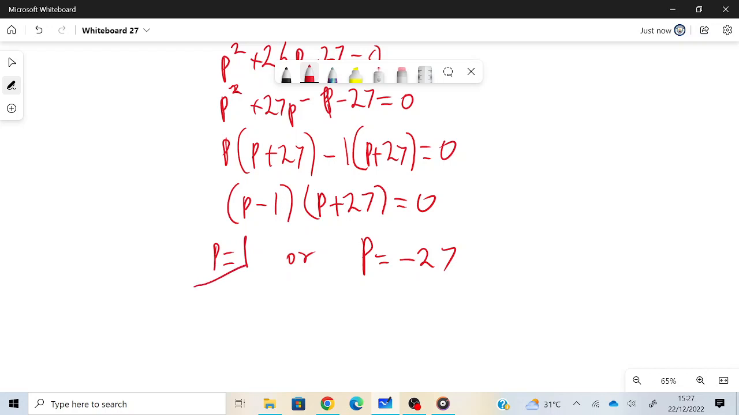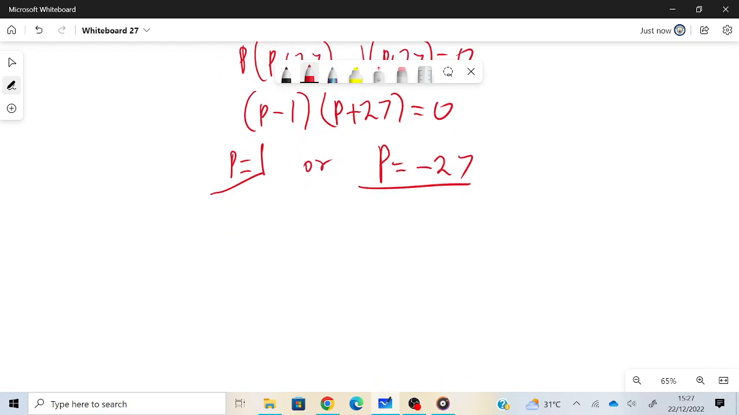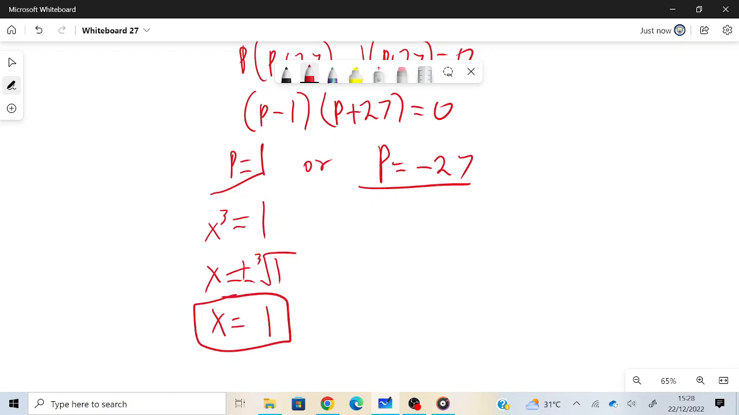Now again, this is not the final answer because we let x cubed be p, so we solve for x. So x cubed is equal to 1. x is the cube root of 1, so x is equal to 1. That's one answer. And the other one is x cubed is equal to minus 27. Then x is equal to the cube root of minus 27, and in this case x is minus 3.